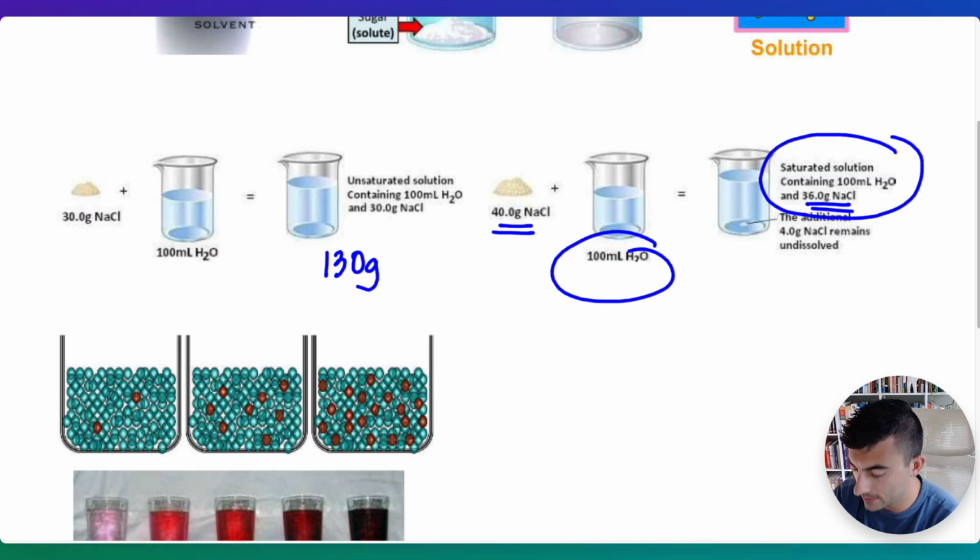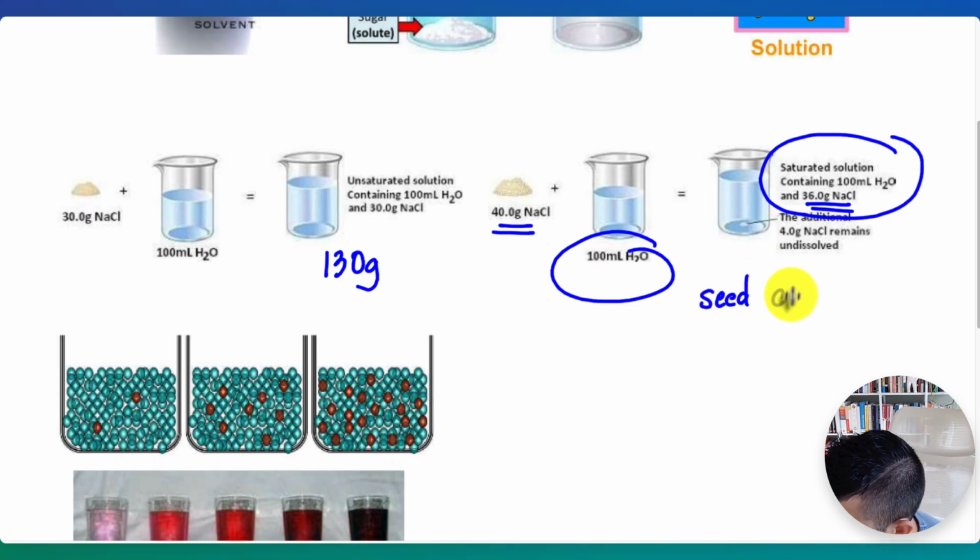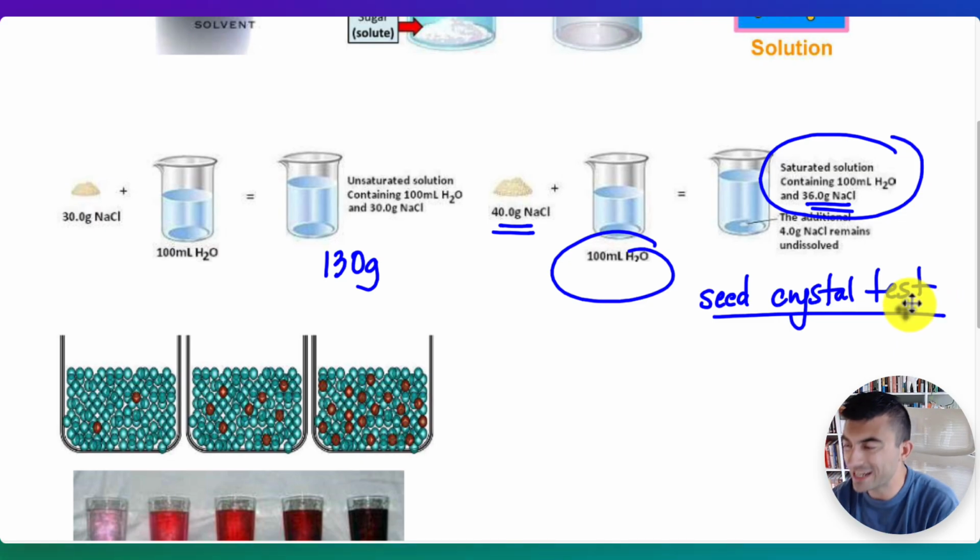So the way to test, we call it a seed crystal test. And what that basically means is you take a tiny crystal of the solute, a very small amount, could be one tiny crystal, and you add it to the existing solution, and you're going to see one of 3 things happen. If that crystal dissolves, then we know that that solution was unsaturated because there was more room for solute to dissolve in the solvent. If the crystal doesn't dissolve, then we know that the solution was saturated because that solvent can no longer hold any more solute.